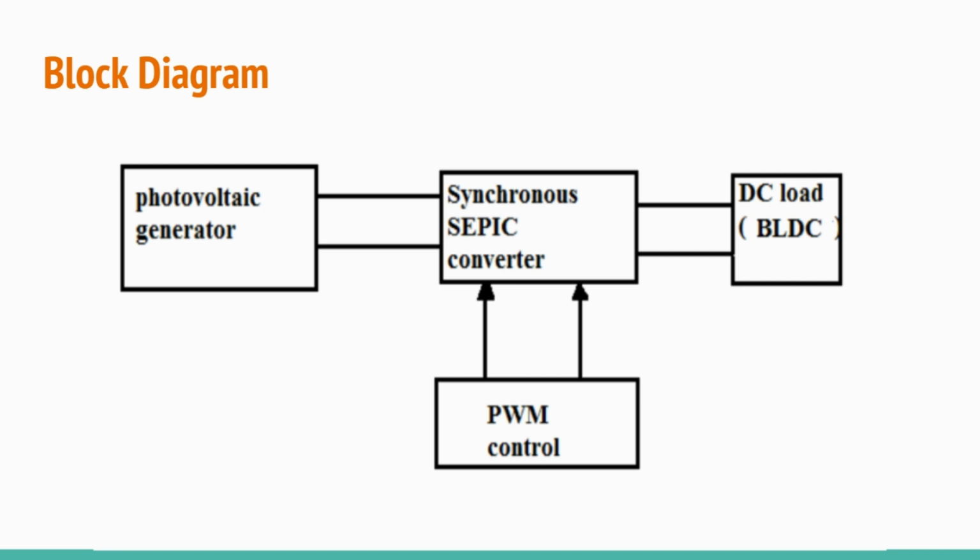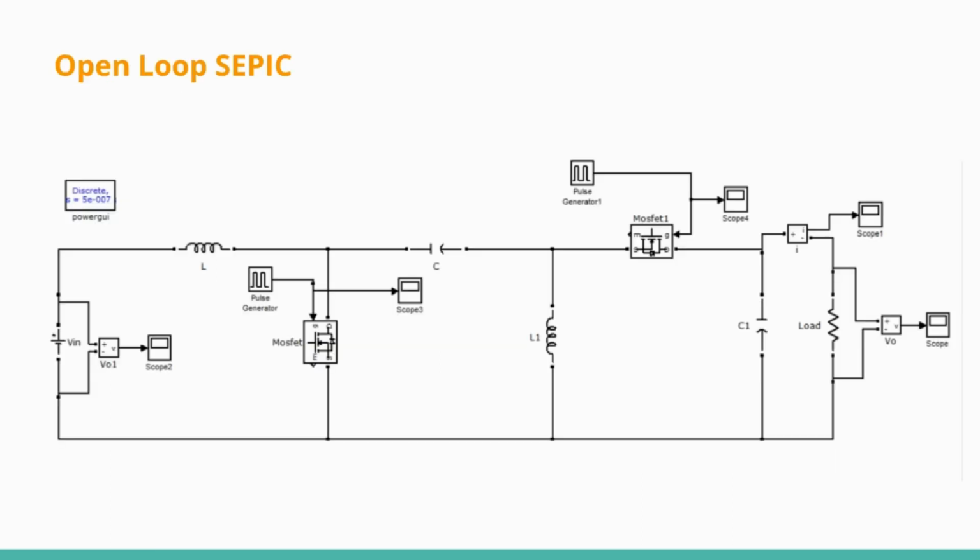Generally, the BLDC is completely based on DC motors, so we need a DC supply. Here, from the photovoltaic generator, I mean the PV cell, we generate the DC voltage. That DC voltage is given to the SEPIC converter, and the SEPIC converter is given to the BLDC motor drive. The main aim is that the BLDC applications are controlled by the SEPIC converter, and the SEPIC converter is controlled by the PWM converter control.